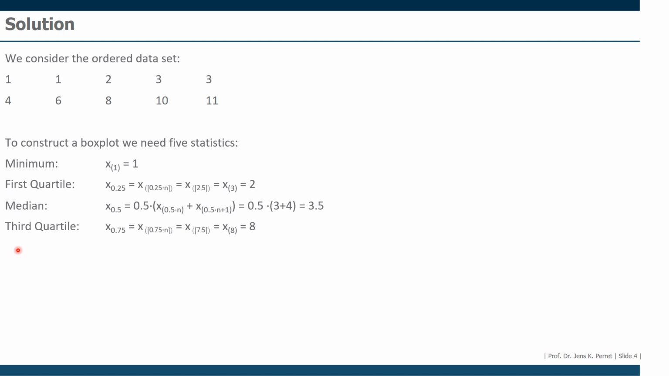That's the value for the upper antenna. This is simply the maximum. The maximum is the largest value in the data set, or in my ordered data set, the last one. So here I have 11 for the maximum, for the upper antenna. Well, that's then everything there is to the construction of a box plot.